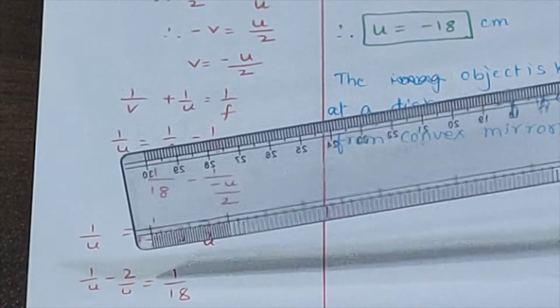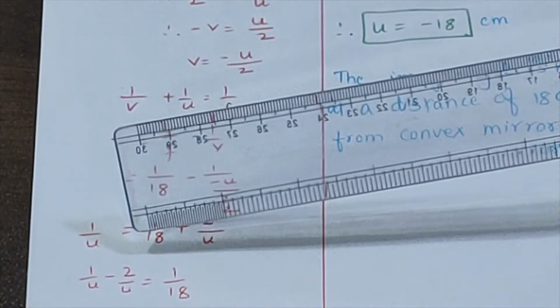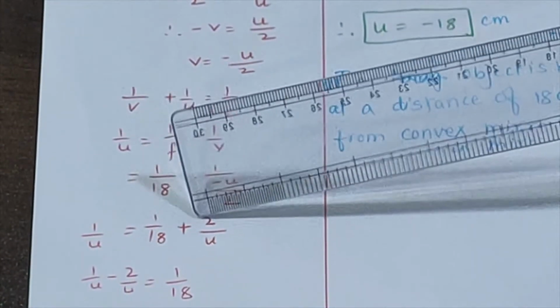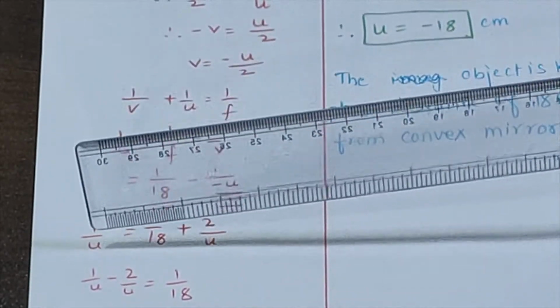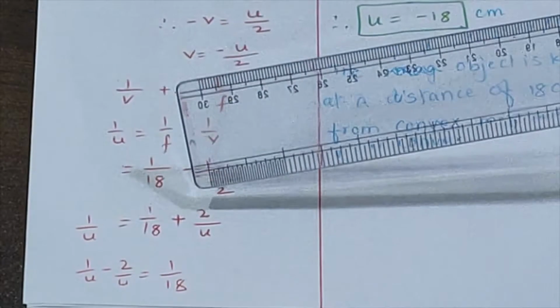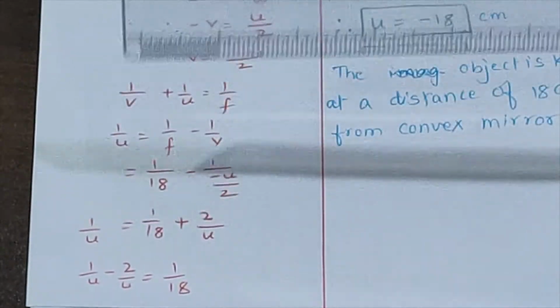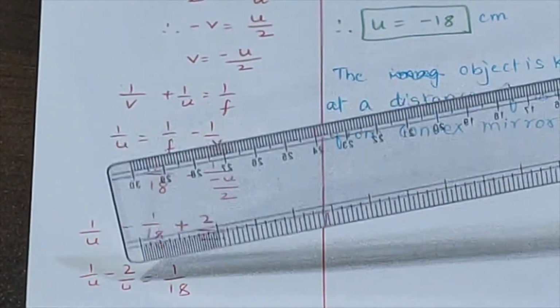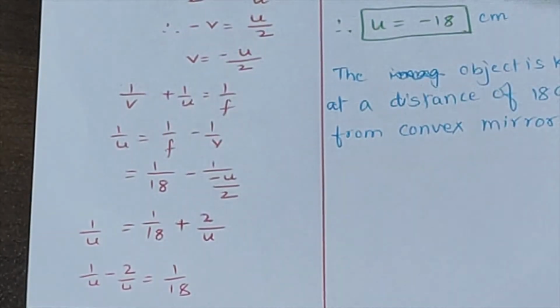So 1 upon u is equal to, basically I wanted to find out u now, so 1 upon u is here and 2 upon u is here, so obviously I take it on that side, so this 2 upon u has gone to the left hand side, so it has become 1 upon u minus 2 upon u, which is equal to 1 upon 18.